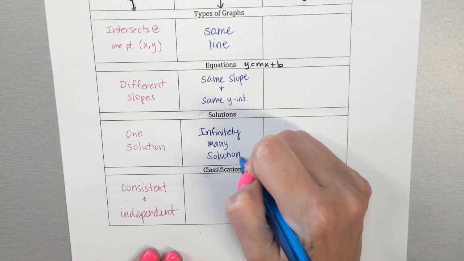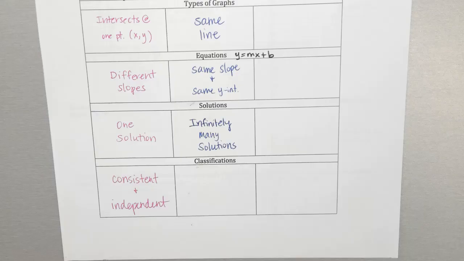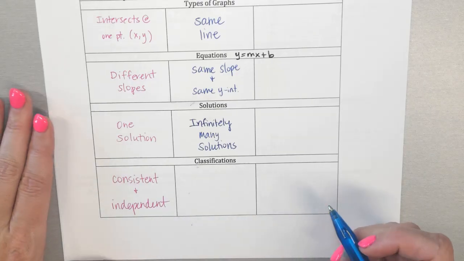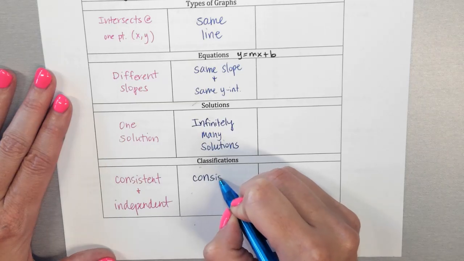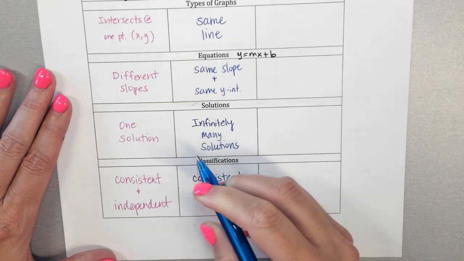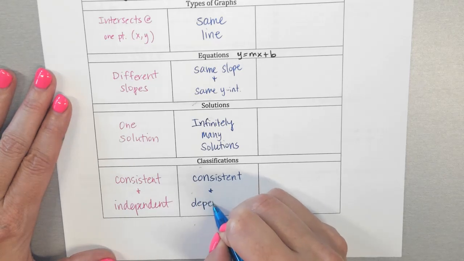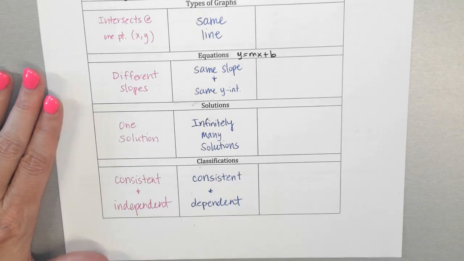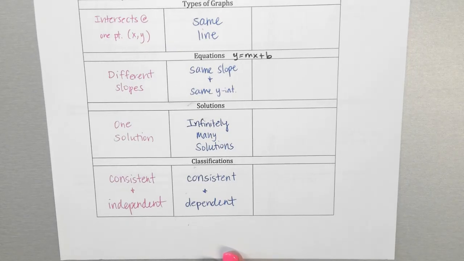Okay, will you guys nod if you've heard that before, infinitely many solutions? Is that a term you guys have heard, infinitely many? Okay, and again, that's because they overlap at every single point. So we also call that type of system consistent, but this is a dependent system. So the classification is consistent and dependent.